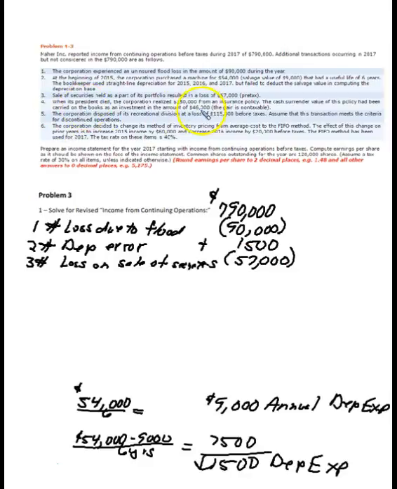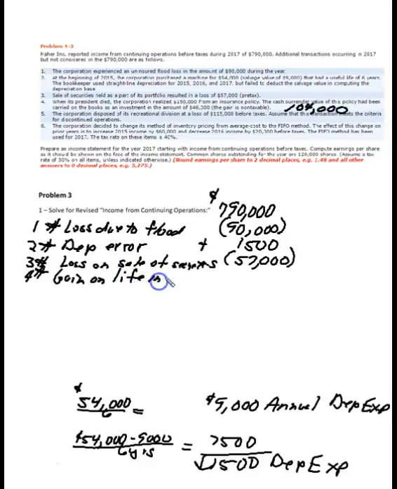Number 4, the president died. That's not good, is it? But anyhow, the president died. They got insurance back of $150,000. They had paid $46,000 for that. What is that? $104,000 gain then. So number 4, gain on life insurance.